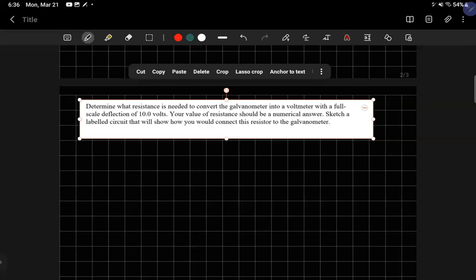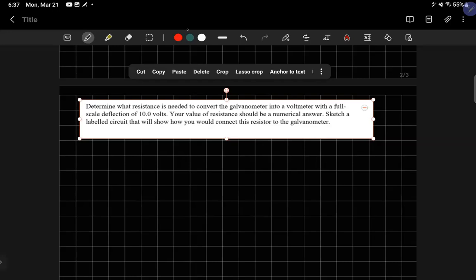Determine what resistance is needed to convert a galvanometer into a voltmeter with a full-scale deflection of 10 volts. Your value of resistance should be a numerical answer. Sketch the labeled circuit, and that will show you how you would connect the resistor to the galvanometer. Now, minus the actual picture part, because I'm not really sure how I would draw a galvanometer, but I can at least help you all with the actual numerical part.